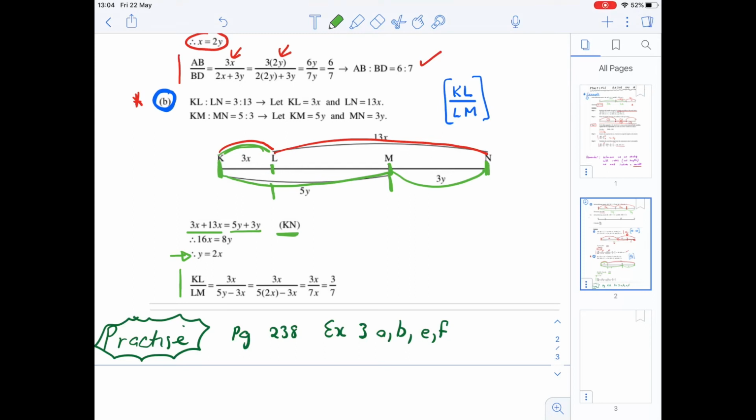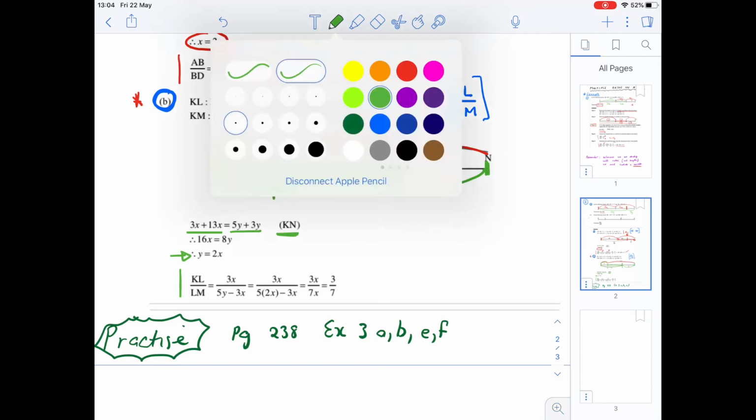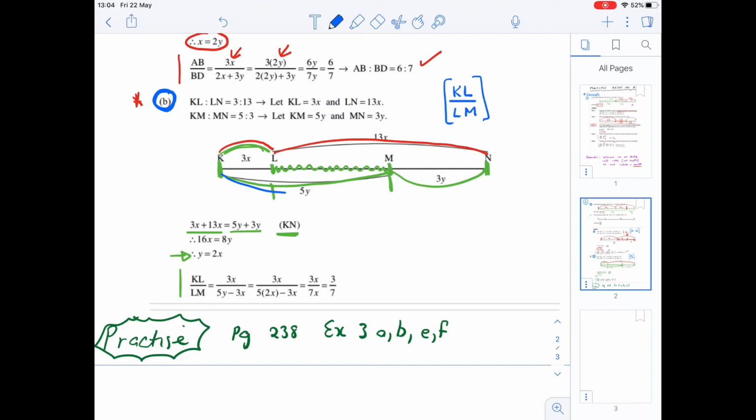So if you look at LM, which is sitting here, I'm just going to highlight that section there. I'm just going to change the color, it's looking messy again, but it's just very visual. You can see that this whole length here, 5y, minus that length there, 3x, is going to produce LM. So it's going to be 5y minus 3x, which is sitting here. But we don't want two variables, so we replace y with 2x, and we do the maths, and we end up with 3 over 7. So KL over LM can be written as 3 over 7, or we can say KL is to LM is equal to 3 is to 7.